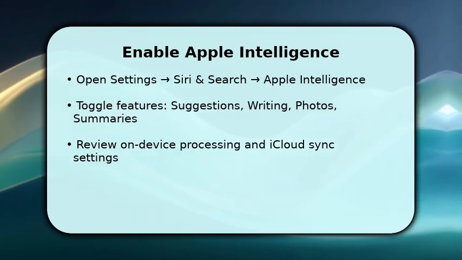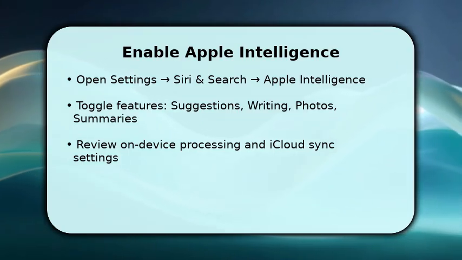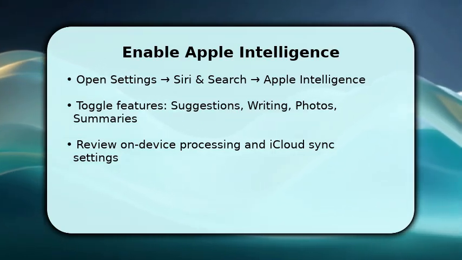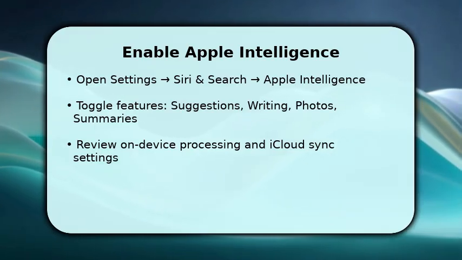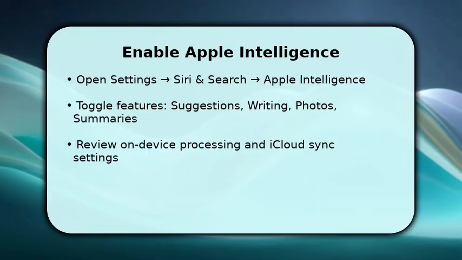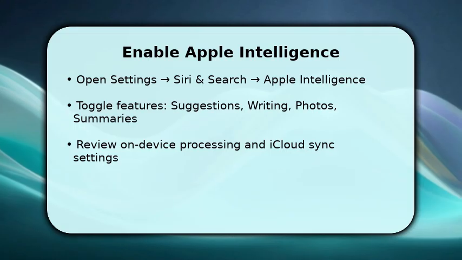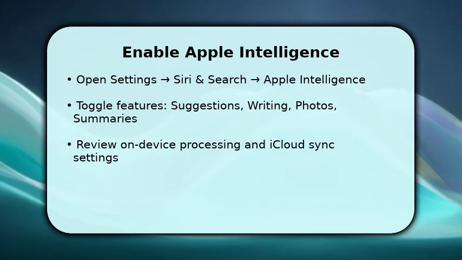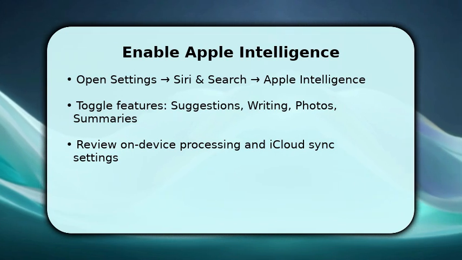Once enabled, tap each category, Suggestions, Writing, Photos, Summaries, and grant specific permissions so the system can analyze on-device data or use iCloud for syncing. Make sure to read the processing details. On device modes keep data local, while iCloud Sync shares across devices. After selecting options, allow any background downloads to finish before using the features.